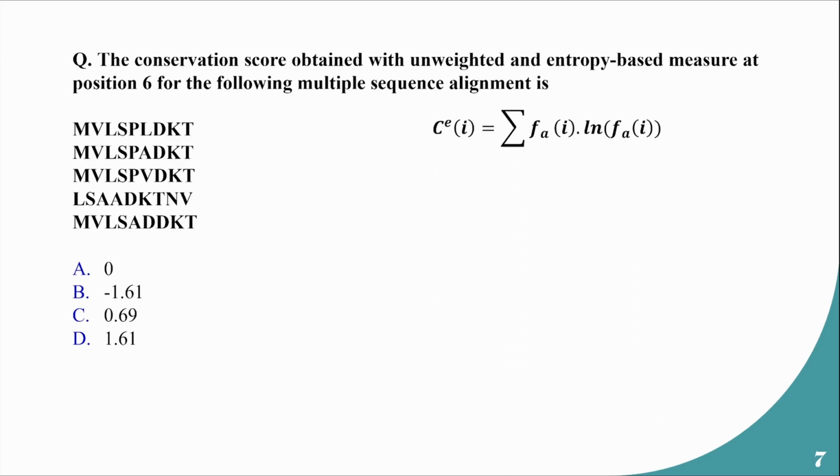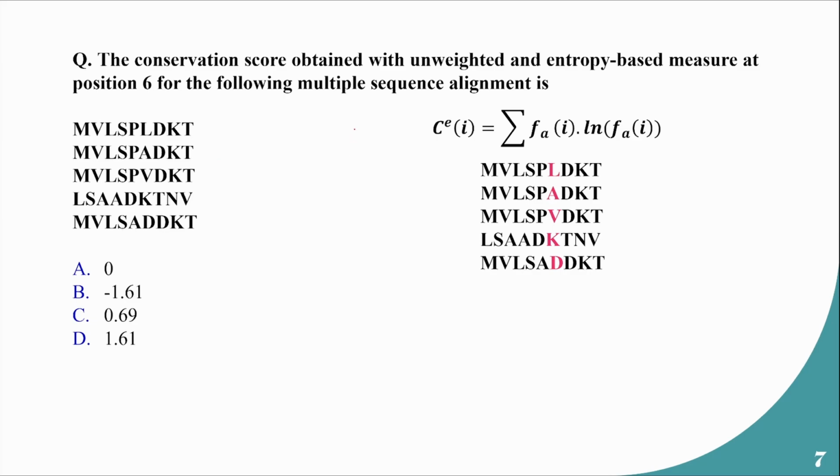So here the formula was something like this: summation of Fa times ln of Fa. And basically what we had to do is, let's say in this particular case, at the sixth position, we had L, A, V, K, D. All of these are different amino acids, obviously. And for each amino acid present at this particular position, we had to calculate through this formula and then ultimately do the summation.